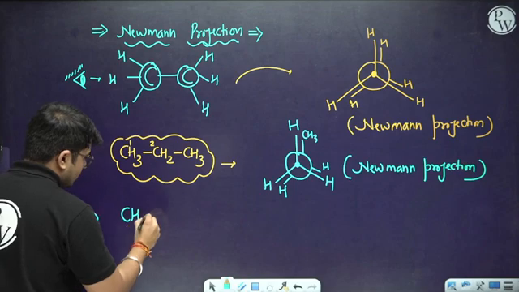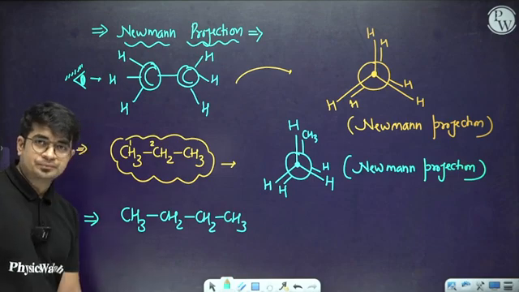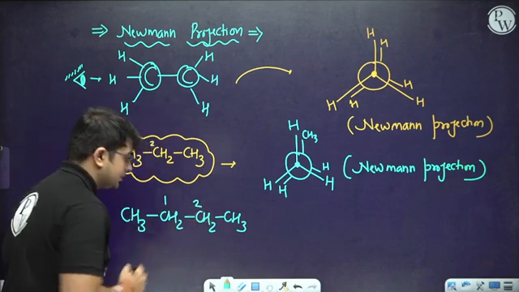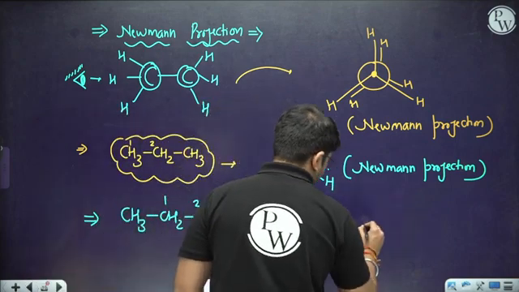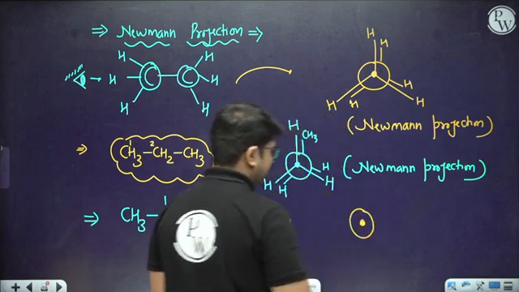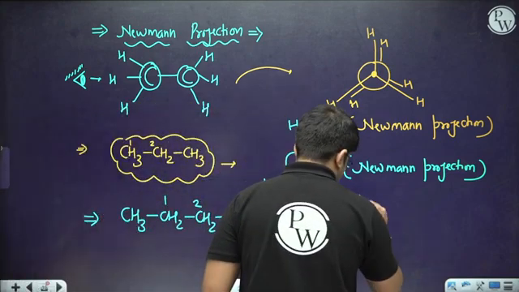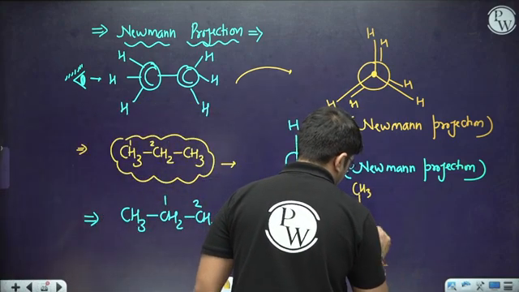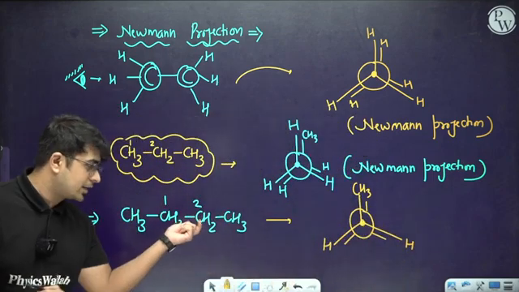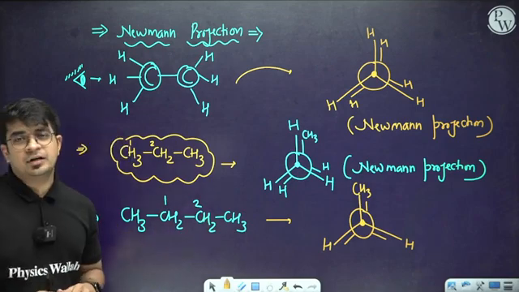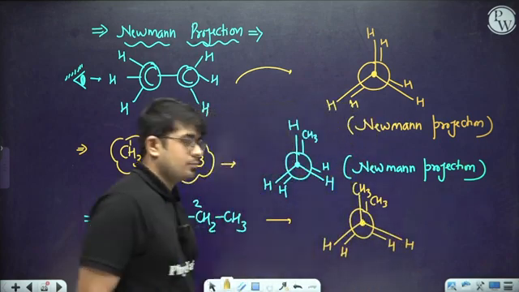Let's say we have CH3, CH2, CH2, CH3. I am considering this is the one carbon, this is the second carbon. So first of all, we have the front carbon and the back carbon. This front carbon is connected with 2 hydrogens and 1 CH3. And the back carbon is again connected with 2 hydrogens and 1 CH3. So this must be CH3, this is H, this is H.